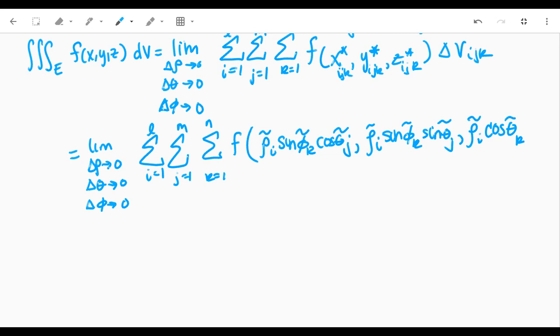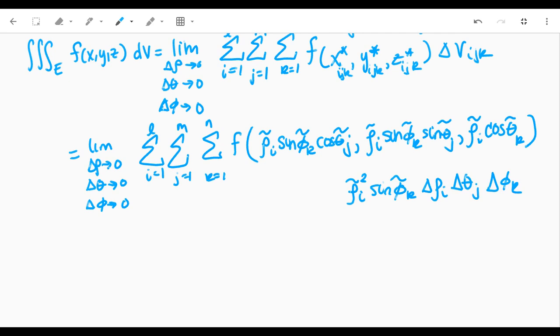And we're not even done with that yet, because then the delta V has to be the rho squared sine phi delta rho delta theta delta phi. Whew, all that.